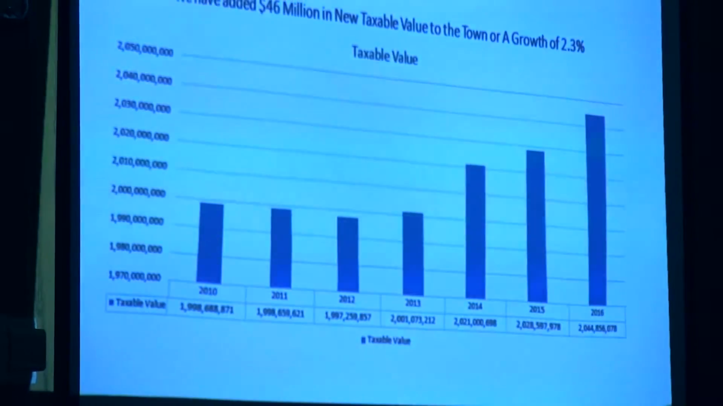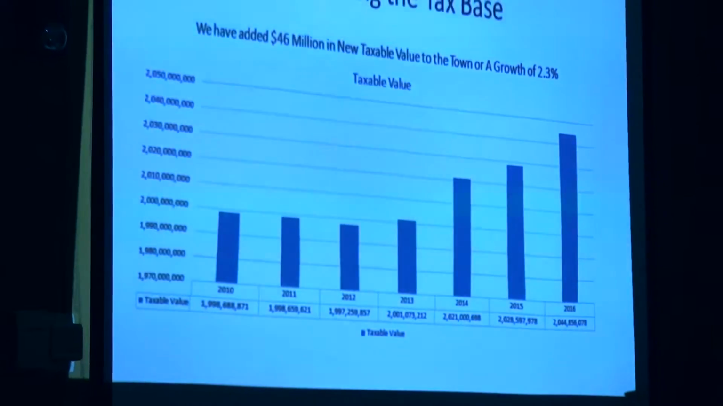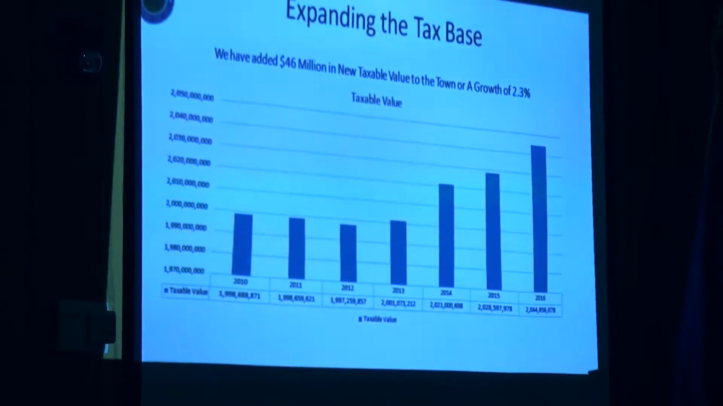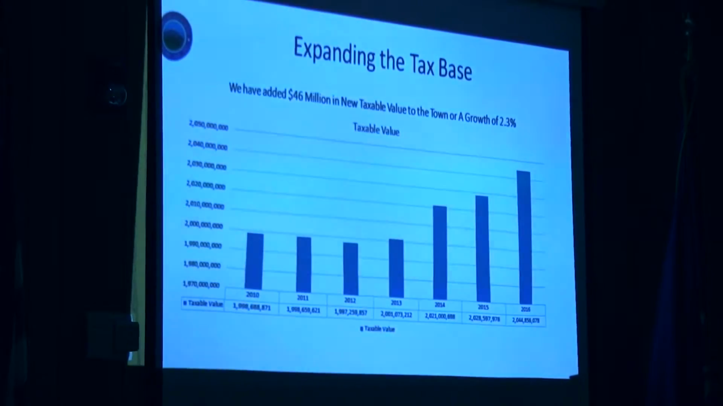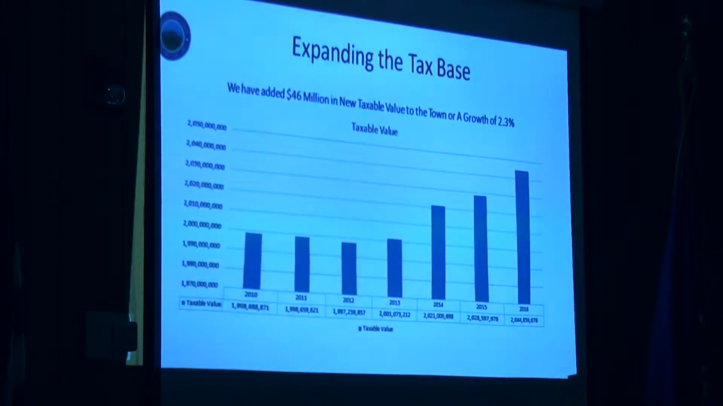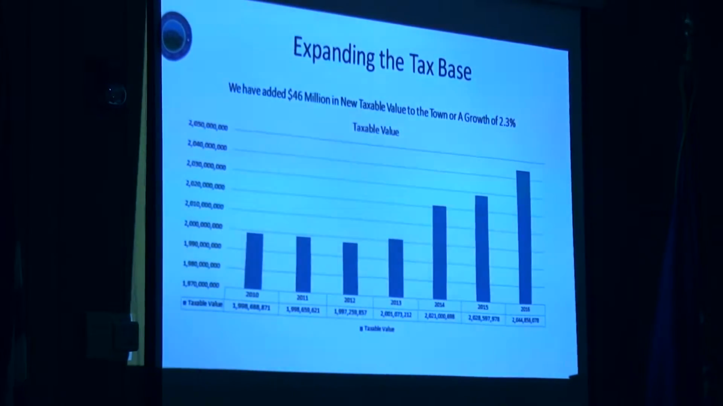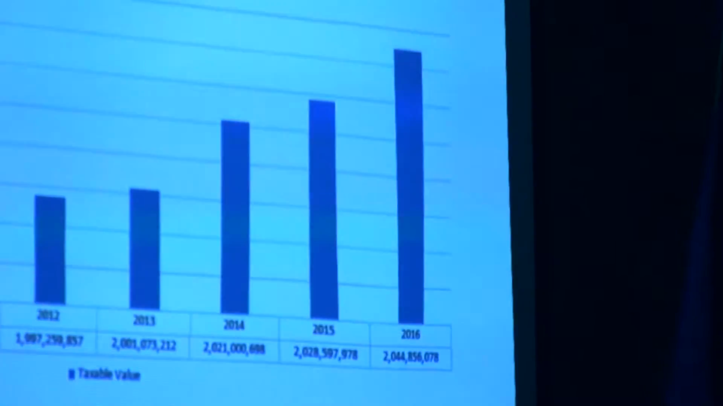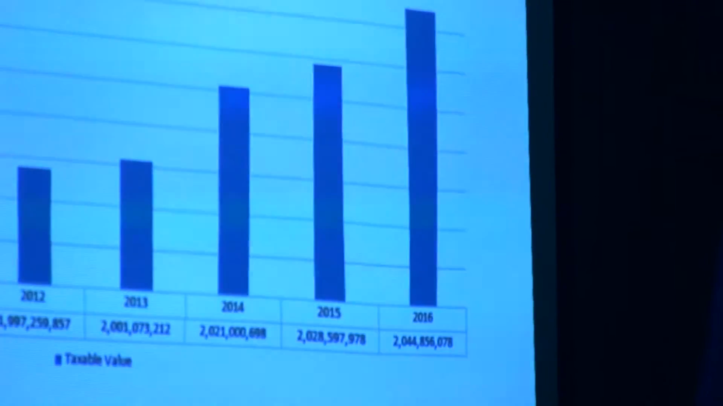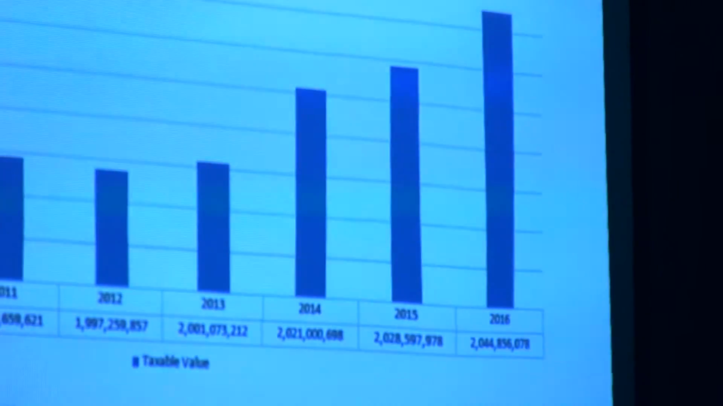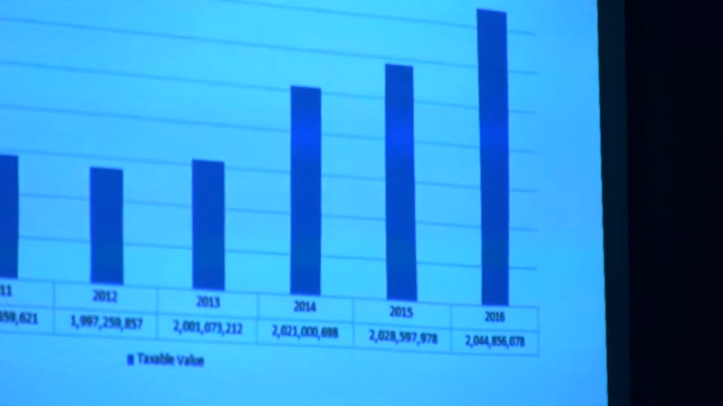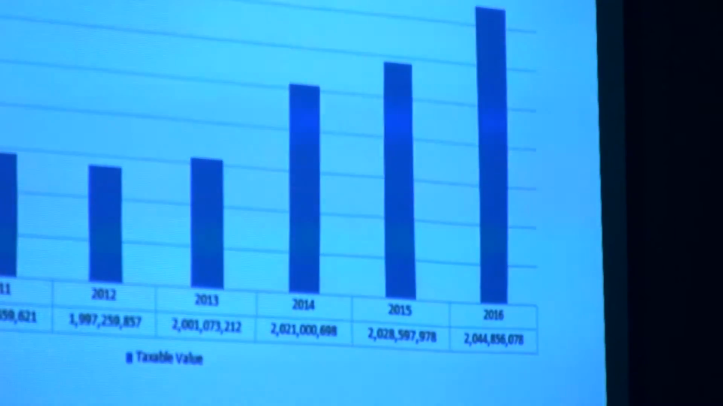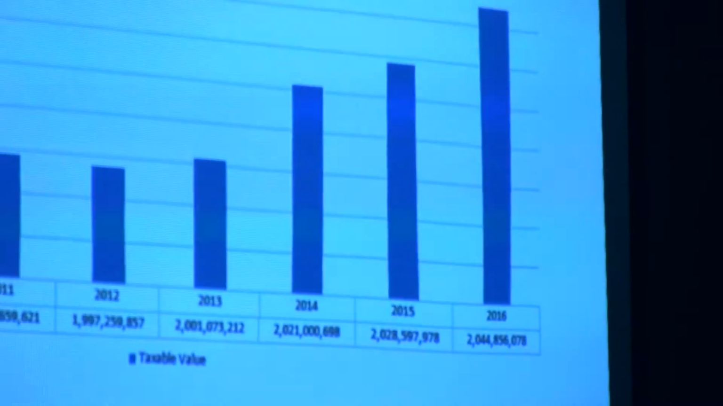So this just illustrates that over the past 6 years, we've added $46 million in new assessed value to the town. And that's a growth of 2.3%. Doesn't sound like a lot, but it's actually significant when you're starting to talk about value in the billions. We went from 1.9 billion to over $2 billion in taxable value. So I know a lot of people look at that and say, wow, $46 million, you must be flush with cash. And so we'll just go through a little breakdown of how that actually gets distributed.